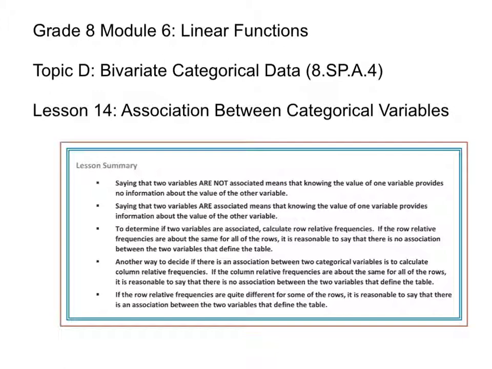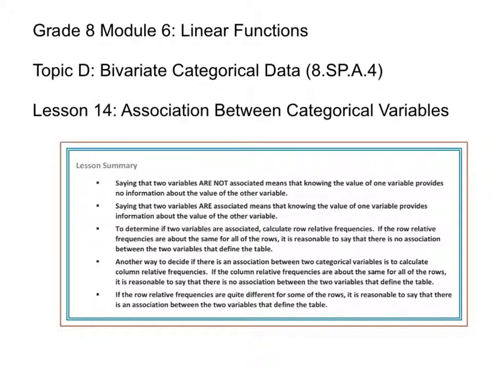If the row relative frequencies are about the same for all of the rows, it is reasonable to say that there is no association between the two variables that define the table. Another way to decide if there is an association between two categorical variables is to calculate column relative frequencies. If the column relative frequencies are about the same for all of the rows, it is reasonable to say that there is no association between the two variables that define the table.